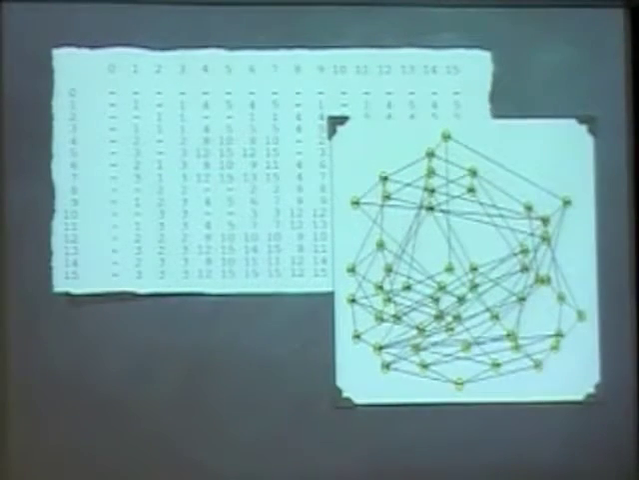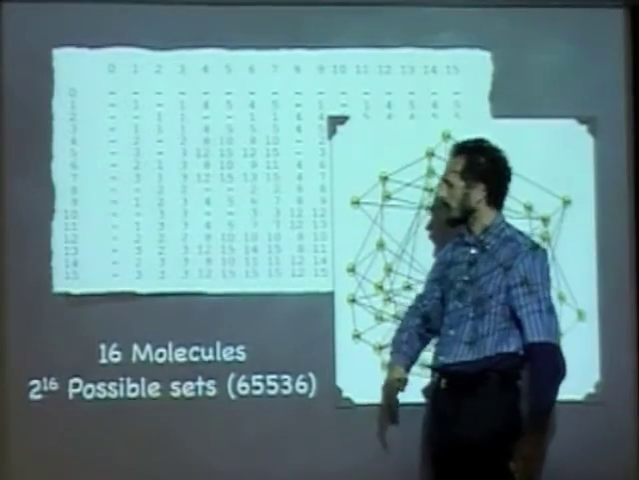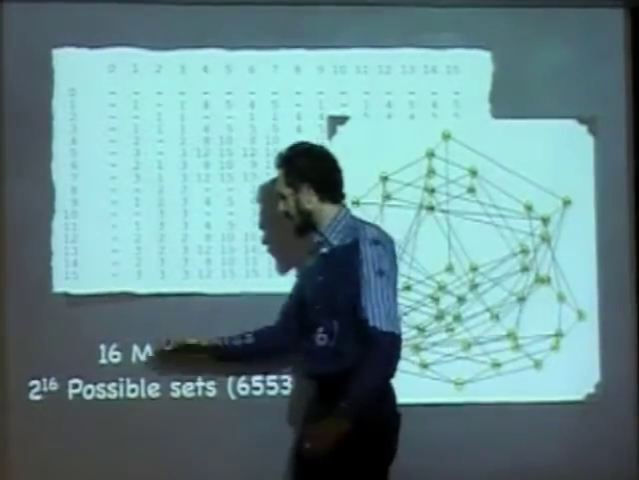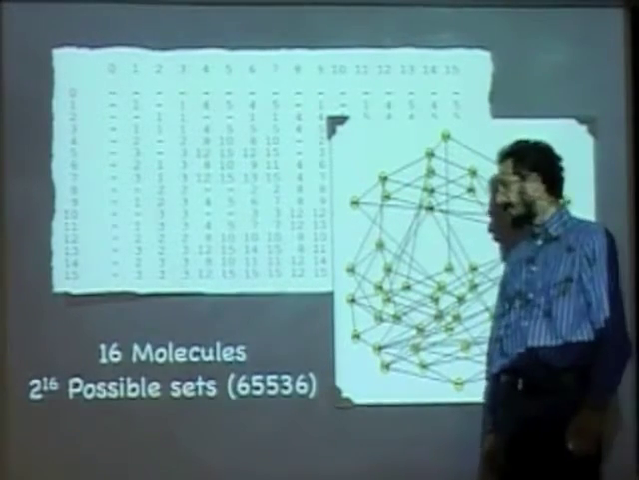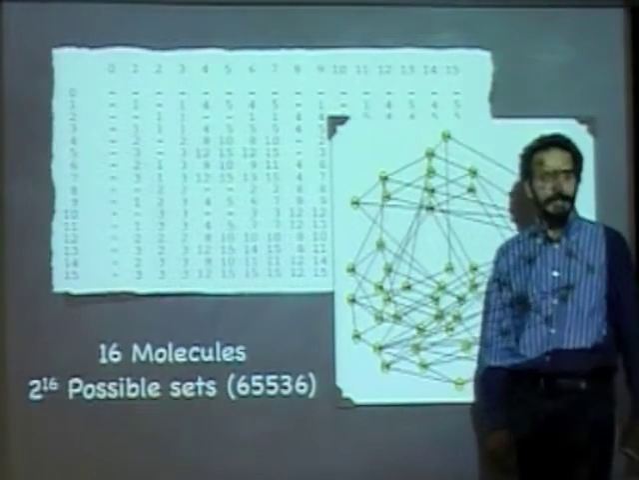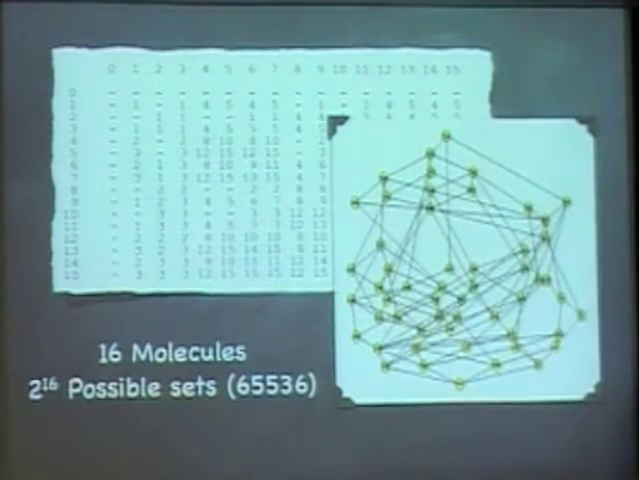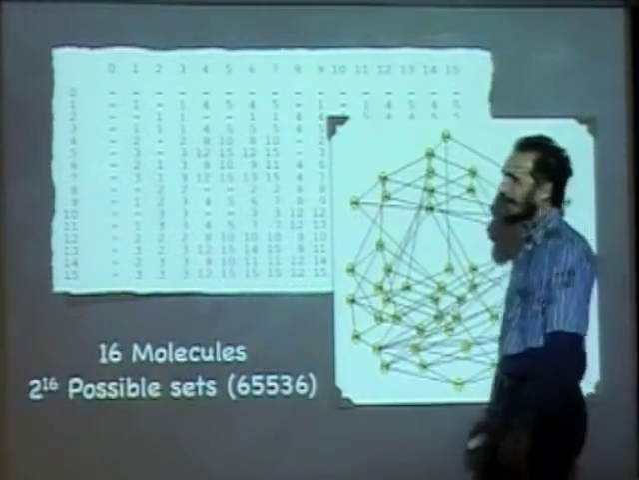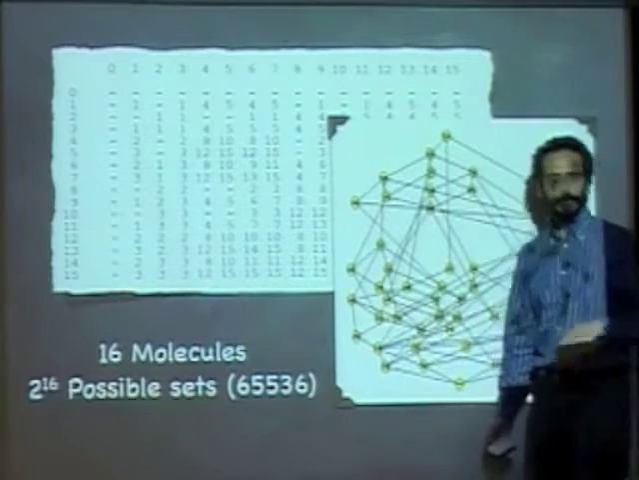So we have the reaction network. We have the organizations. And what do we have? We have 16 molecules over here. We have 2 elevated to 16 possible sets. So we have 65,536 dimension that this space has. And it's a small one. No, sorry, 16 dimension. And 65,536 points. I wanted to see if you were following.